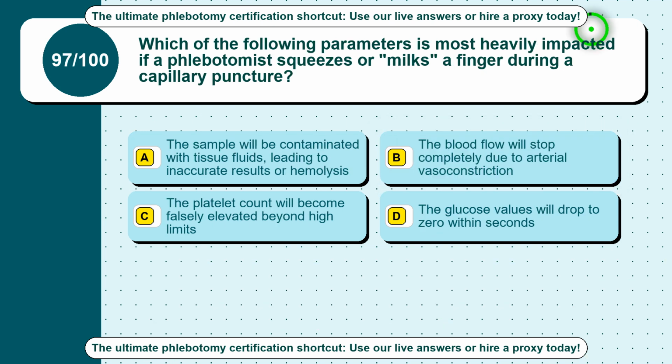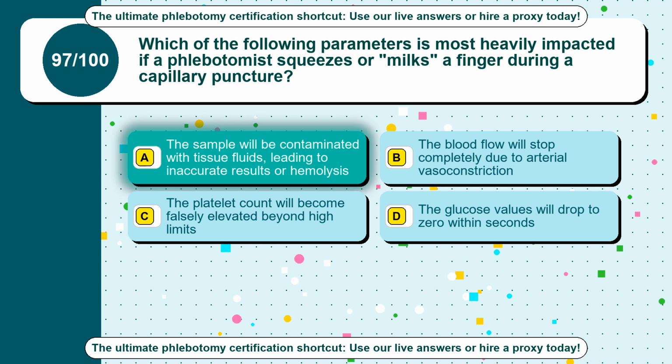Question 97. Which of the following parameters is most heavily impacted if a phlebotomist squeezes or milks a finger during a capillary puncture? Option A. The sample will be contaminated with tissue fluids, leading to inaccurate results or hemolysis. Option B. The blood flow will stop completely due to arterial vasoconstriction. Option C. The platelet count will become falsely elevated beyond high limits. Option D. The glucose values will drop to zero within seconds.